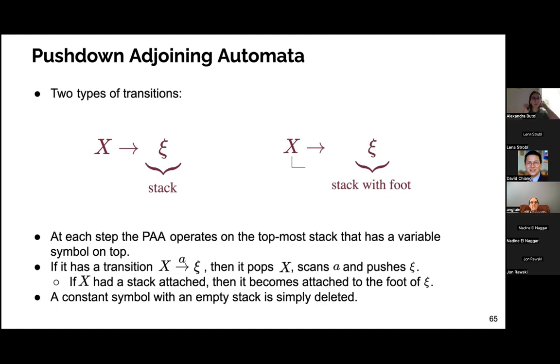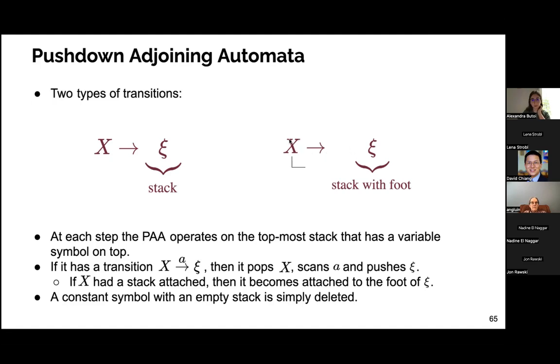And we have two types of transitions, very similar to the ones in tree-adjoining grammars, actually. We have transitions with a variable symbol on the left-hand side, and on the right-hand side, we have another stack. So you can think of it as a tree. And the stack, just like in a tree-adjoining grammar, can have a foot.